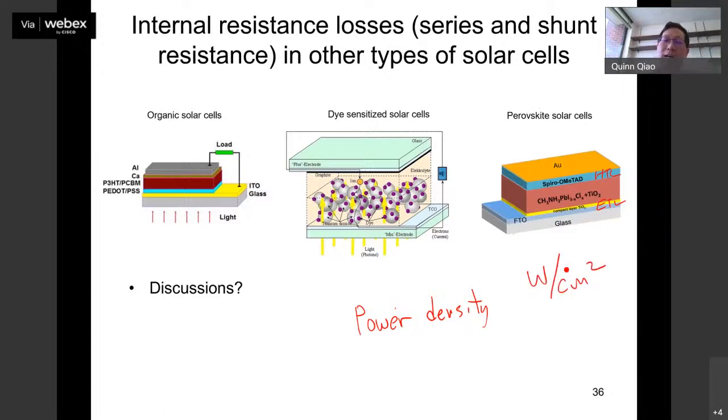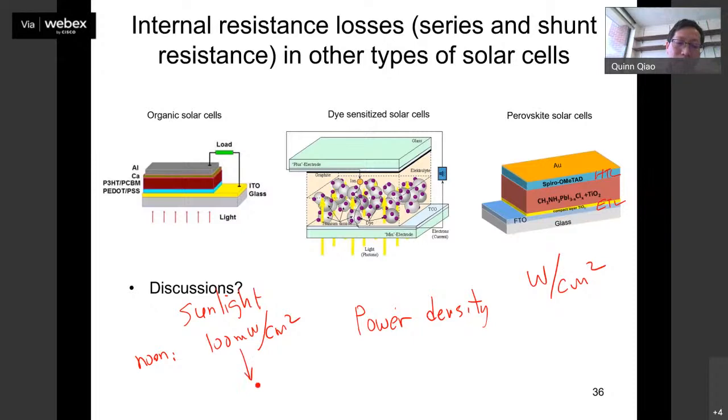If you think about the sunlight, the sunlight you get has 100 milliwatt per centimeter square. This is typically at noon time, when sunlight is maximum, right? That's about that. This is more like the light energy, right? This is light. And then you convert that to electricity.